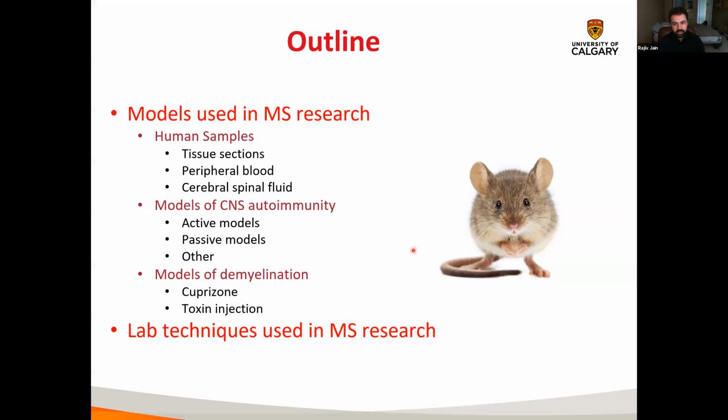So the outline for this lecture is, I'll start by talking about the models we use in MS research, which consist of either using human samples or animal models to ask questions. These can either be animal models using central nervous system autoimmunity, or we can use demyelination models to ask other questions. After I talk about the models, Corey will then come in and talk about laboratory techniques that you can use in these models to begin asking your questions about the disease.